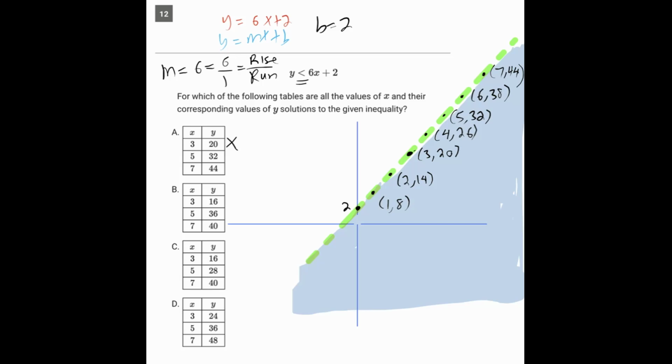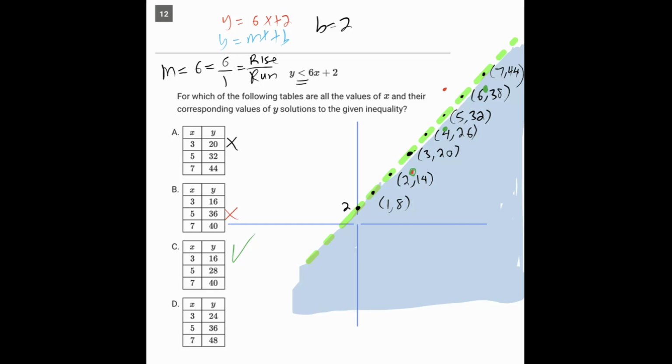(3, 16), on the other hand, would be clearly below this. But when you get to (5, 36), at x equals 5, you'd be above. So right now we have a problem with the (5, 36) on answer choice B. Now looking at C, (3, 16), well, that's this point again right here. (5, 28), well, that'll be around here somewhere. And (7, 40), that would be around here somewhere. So this is looking great.